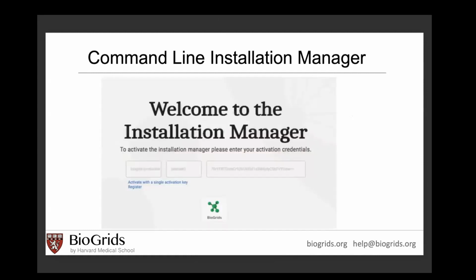And once you do that, the new installation manager, the graphical installation manager, looks something like this. If you read the small blue print below the activation boxes, you'll see there's a register link. That's just a link to the registration page as a convenience. The first time you start the installation manager, you have to activate it with a key, either 3 keys if you have an old style, or a single key, which you may get if you're a new user. You can switch between them. So you just paste your credentials in there and click activate.